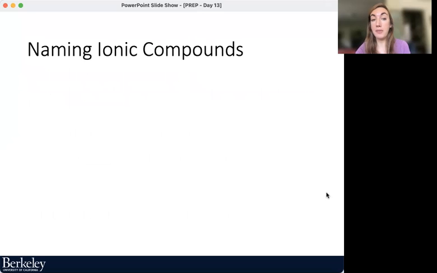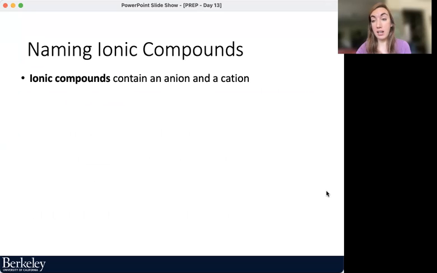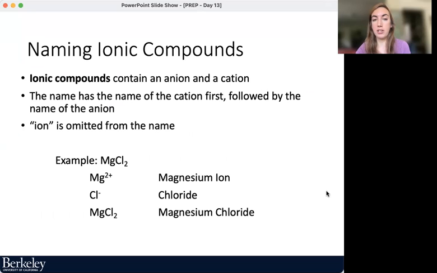So when we have compounds based on these ions, there's always a cation and an anion, right? We need to have a neutral charge. And we just put the cation first. We leave out the word ion because now it's in a compound, and we put the name of the anion.